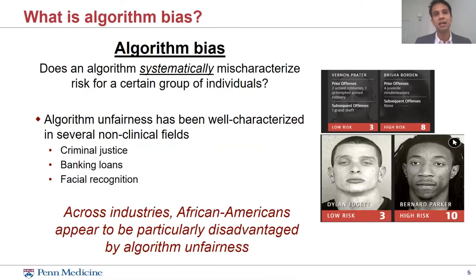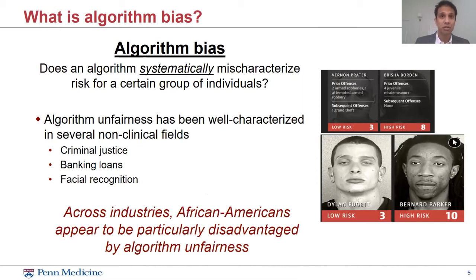So what is algorithm bias? Well, algorithm bias really tries to answer the question, does an algorithm systematically mischaracterize risk for a certain group of individuals? Algorithm fairness has been well characterized in a variety of fields, notably criminal justice, banking loan applications, and like I mentioned, facial recognition technology. And the implications are big.